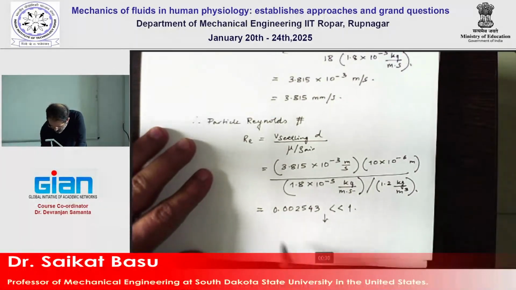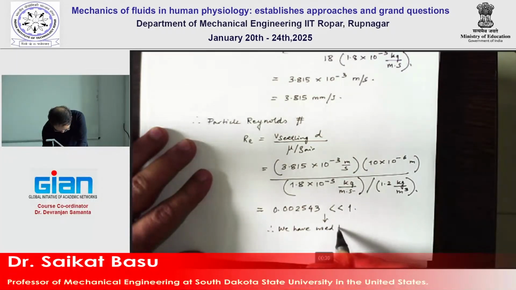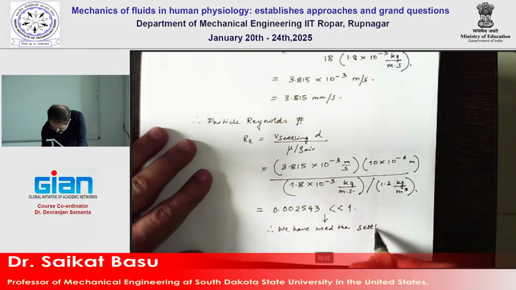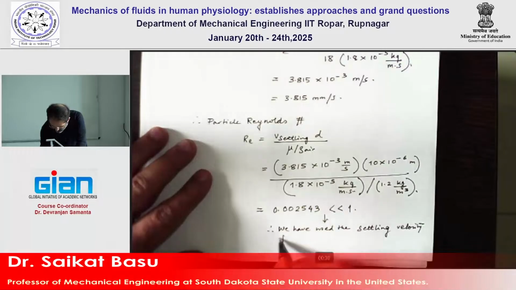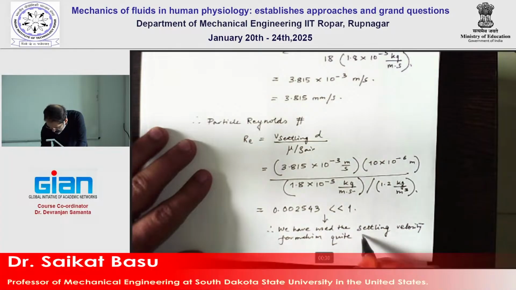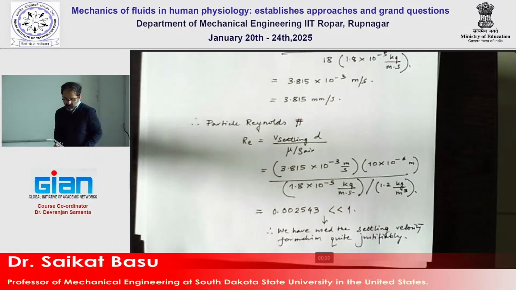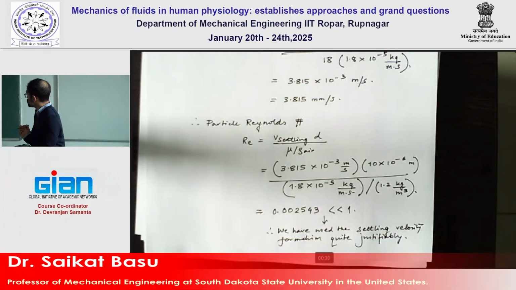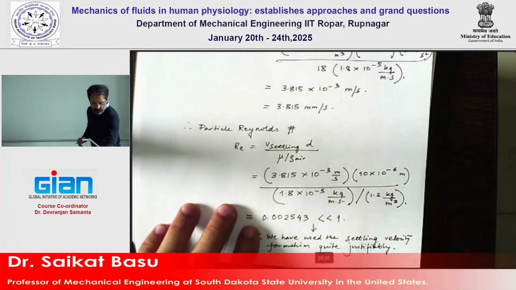So therefore, we have used the settling velocity formalism quite justifiably. Yeah, so if the numbers change once you do the double checking of the numbers, just let me know. Questions?